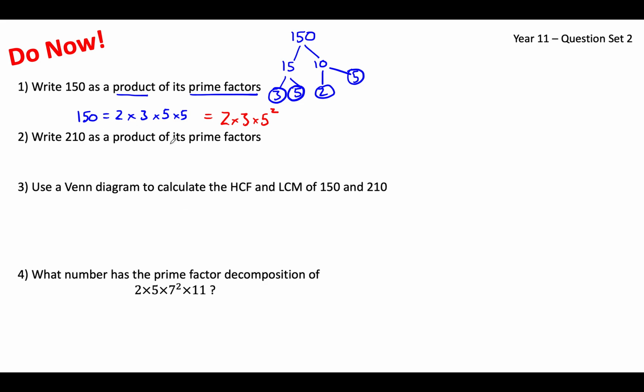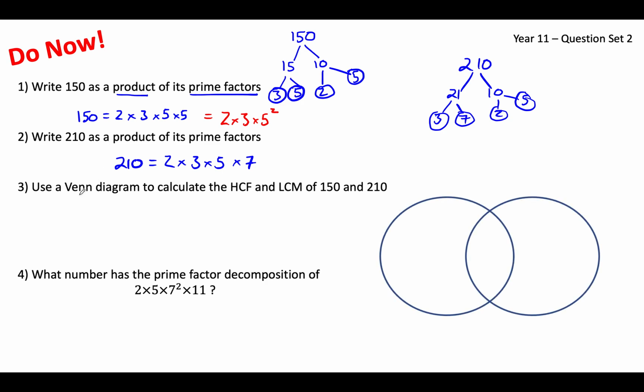Right, 210 as a product of its prime factors. Again, we do the same thing again. 210. Split it into 2, so that could be 21 times 10. 21 could be 3 times 7. Both of those are prime. 10 is 2 times 5, and 5 is prime as well. So I've got 3, 7, 2, and 5. Write it as a product of its prime factors. So 210 equals, always start with the smallest, 2 times 3 times 5 times 7. Okay, so there's the first 2 done. Products of prime factors.